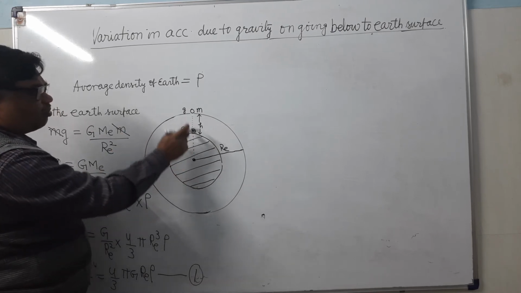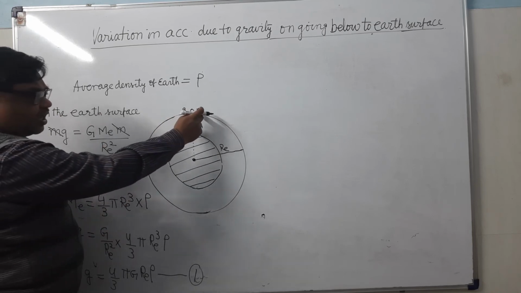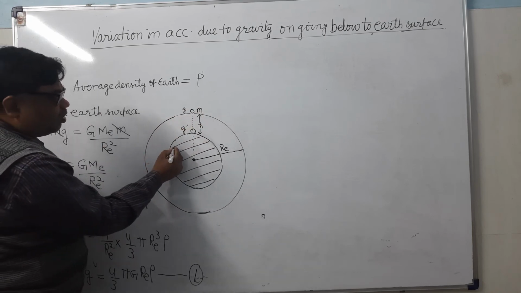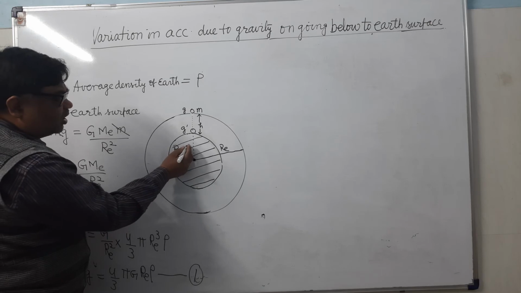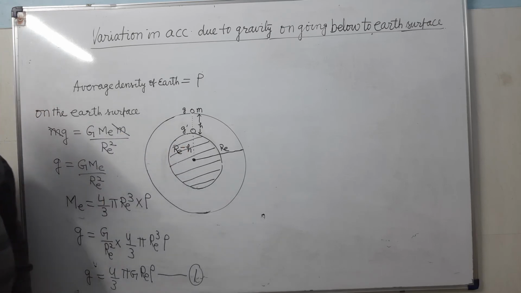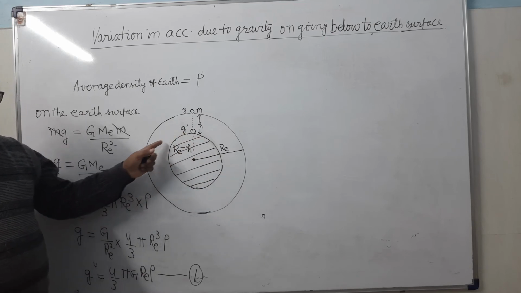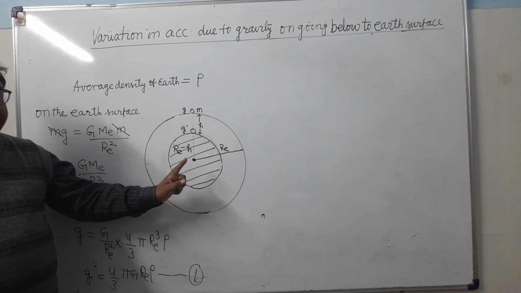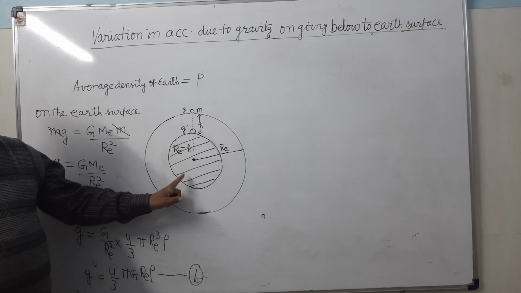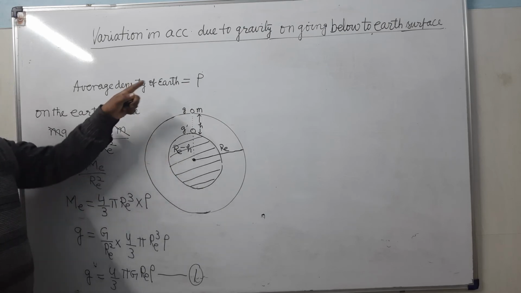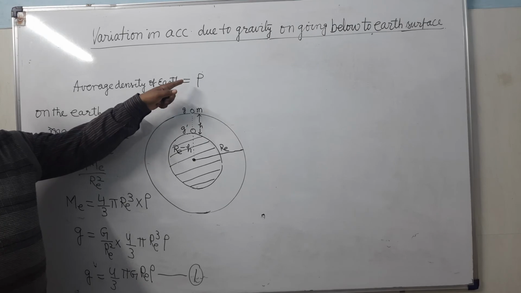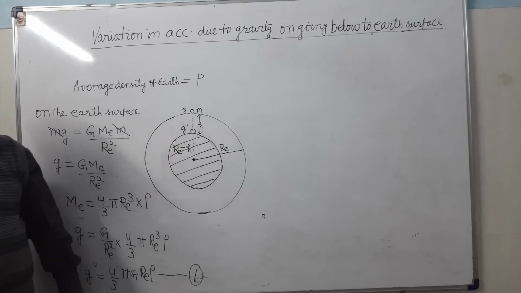So see here, from here to here it is RE and this much is h, so it will be equal to RE minus h. It's clear? What will be the mass of this part? It will be equal to the volume of this multiplied by density.